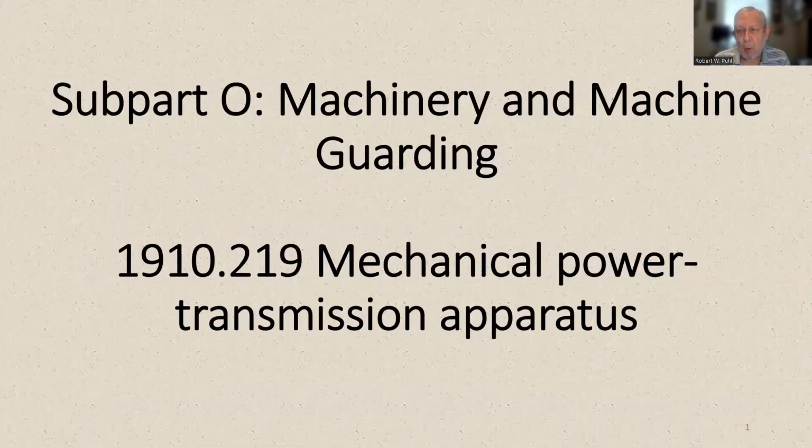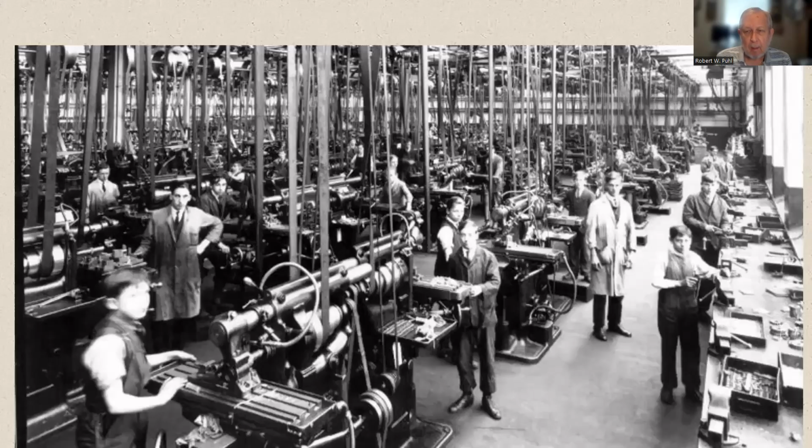We're in Subpart O, Machinery and Machine Guarding, 1910.219, mechanical power transmission apparatus. Now, I'm going to give you a little background here. This picture was taken, my guess, in the early part of the last century, and was probably closer to when OSHA was started than we are now. Because if you notice, this is the way things were done back then.